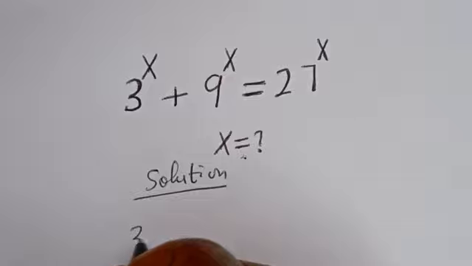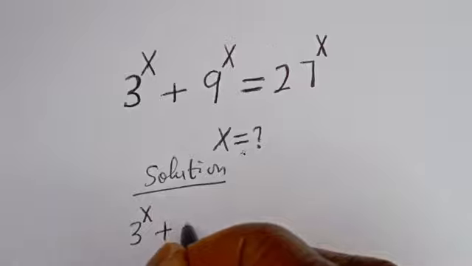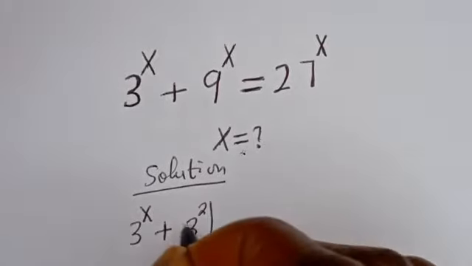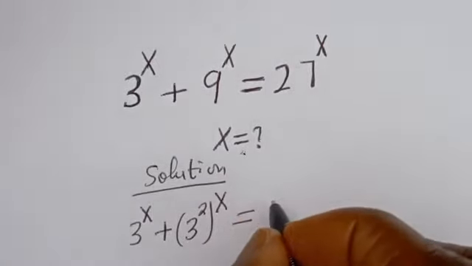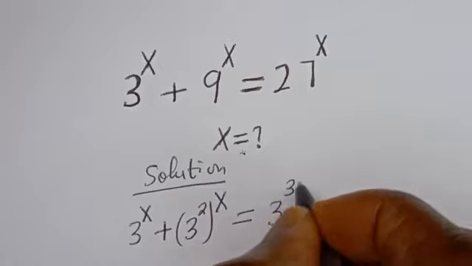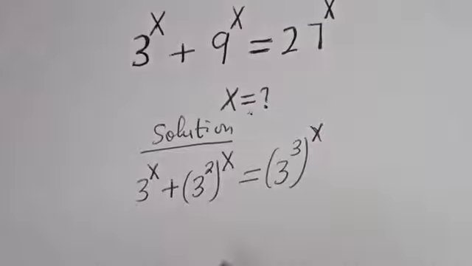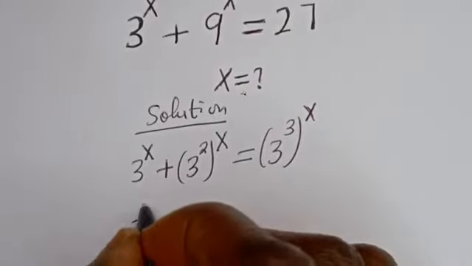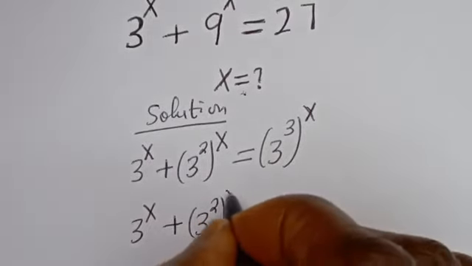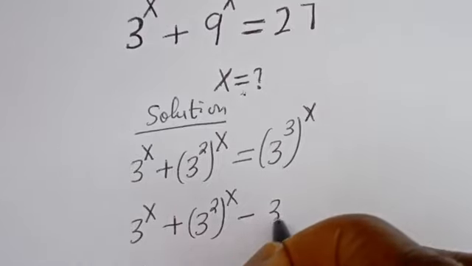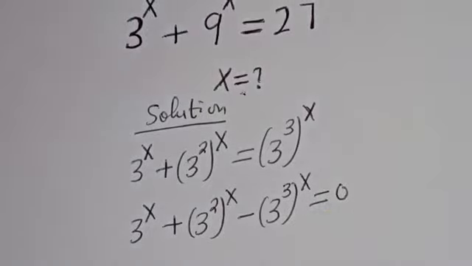Here we have 3 to the power of x plus this 9 to the power of x, which can be written as 3 squared to the power of x, is equal to 27 to the power of x, which can be written as 3 to the power of 3 to the power of x. Then we can bring this inside here. We have 3 to the power of x plus 3 squared to the power of x minus 3 to the power of 3 to the power of x is equal to 0.